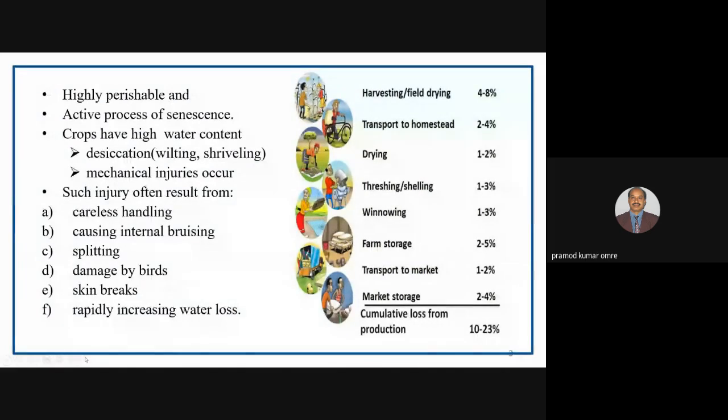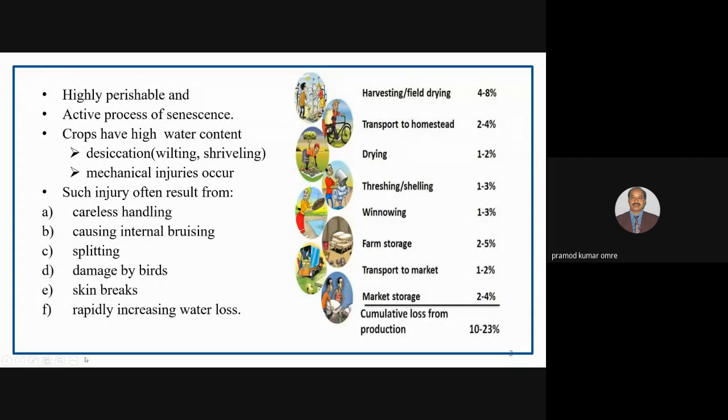So this is a practical problem. While doing this transport, the bag should be properly kept on the place, not dropped. Normally the labor drops the bag from their shoulder. This is a great problem in our country, because the labor is not skilled. They don't know how to handle the crop. So this is the cause of the loss.